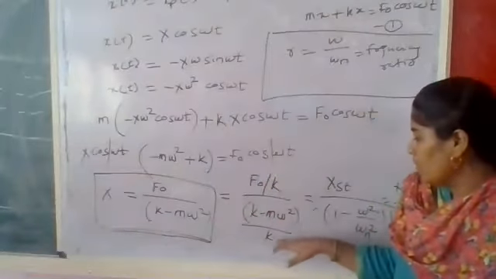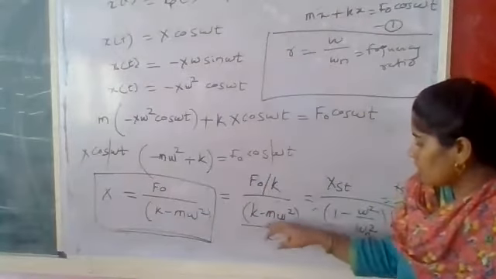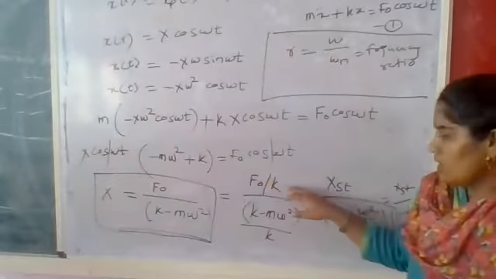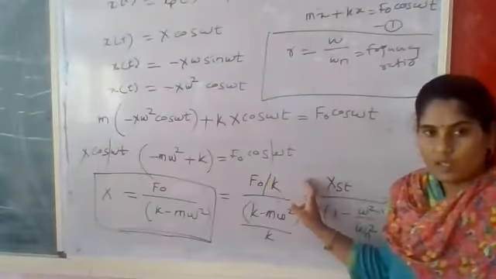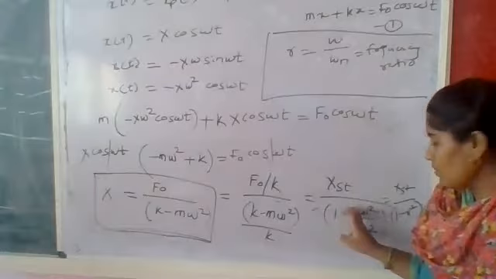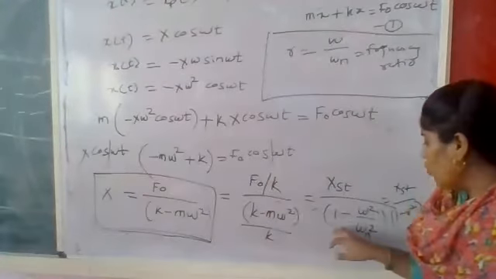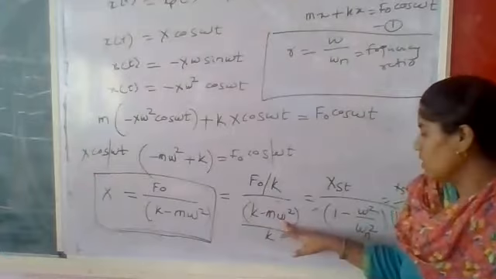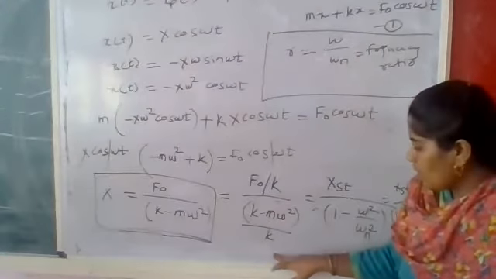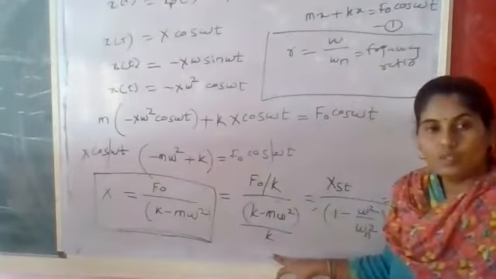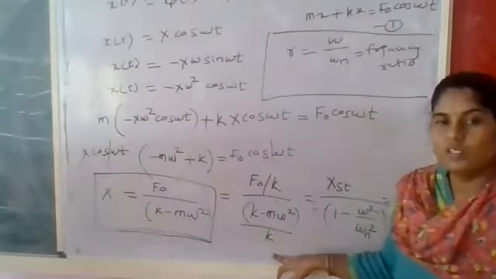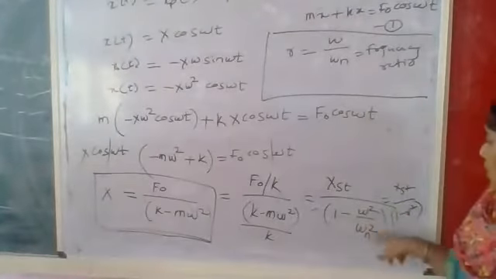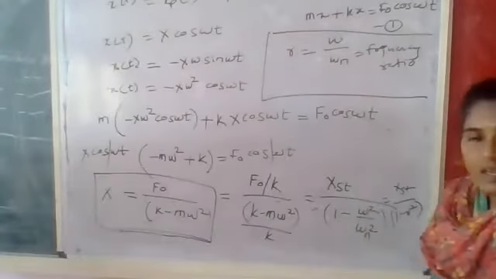f naught by k divided by k by k minus m omega square divided by k, where f naught by k, where F is equal to k into x, will become the static deflection x static, divided by 1 minus omega square divided by k by m, where omega is the forced frequency. The root of k by m is the natural frequency omega n. So k by m will become omega n square. So omega square divided by omega n square.